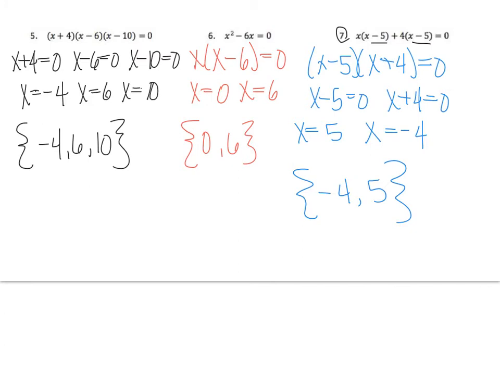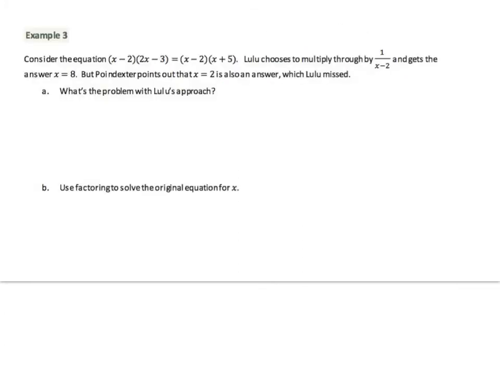And we're moving on. All right, next example. So we're kicking things up a notch. Consider the equation given. Lulu chooses to multiply through by 1 over x minus 2 and gets the answer of 8. But Poindexter points out that x equals 2 is also an answer, which Lulu missed. What's the problem with Lulu's approach?